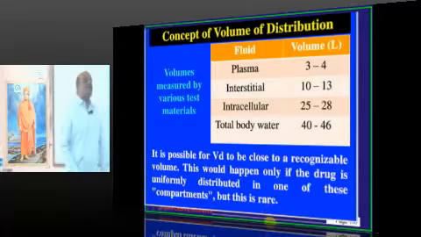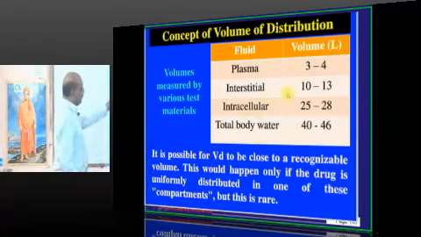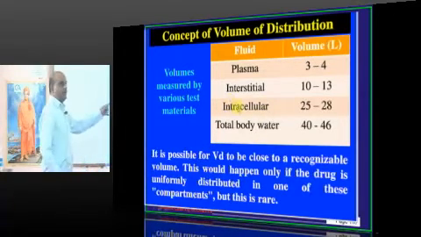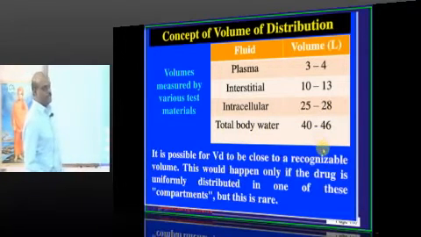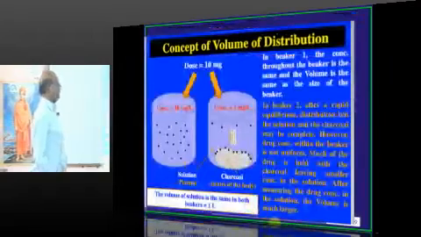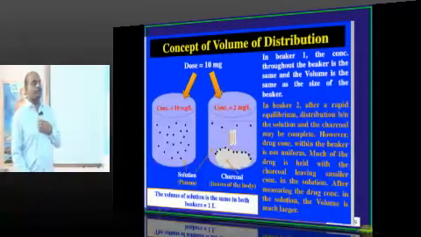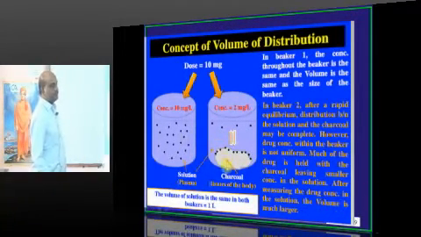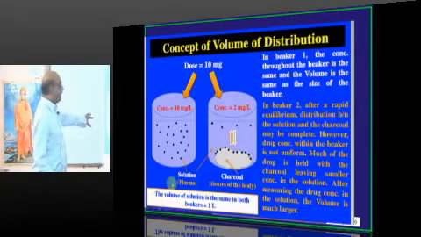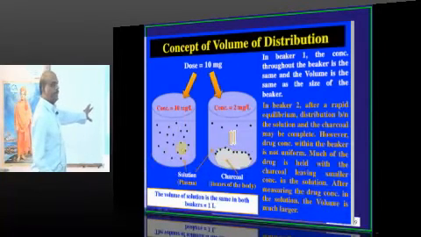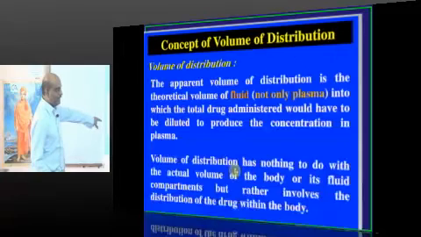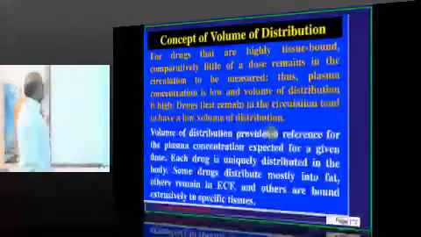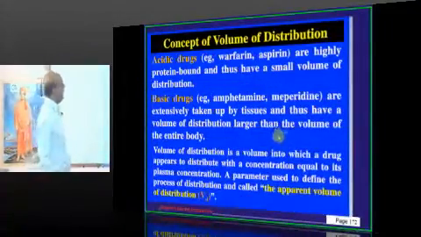So each of these compartments you need to know, doctor, in physiology. Plasma 3 to 4 liters, interstitial 10 to 13 liters, intracellular 25 to 28 liters, and total body water is between 40 to 46, which is 42 liters. Now what is the concept of volume distribution? Whenever you give a drug, it can remain completely in plasma, or it can go into other tissues so that the amount remaining in the plasma can be lesser. That is the basis of the volume of distribution.